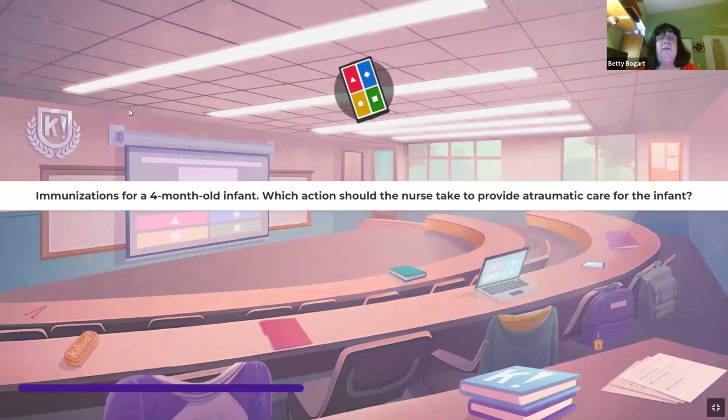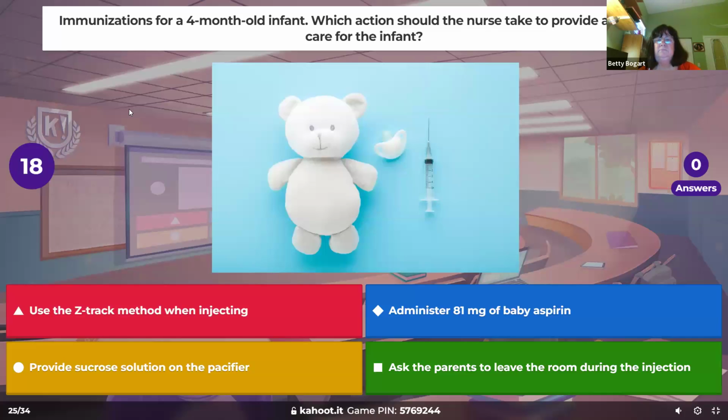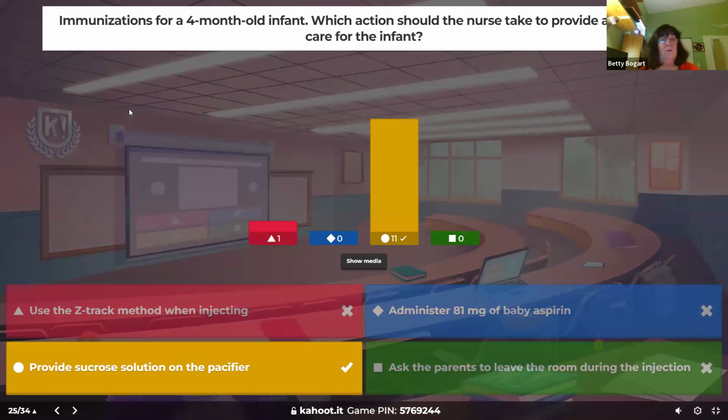Immunizations for a 4-month-old infant. What action should the nurse take to provide atraumatic care for this infant? Well, first we're going to do huggies, right? Want to have the parents hold the child. And we're going to give them that pacifier. Absolutely. Very good. Or breastfeeding.